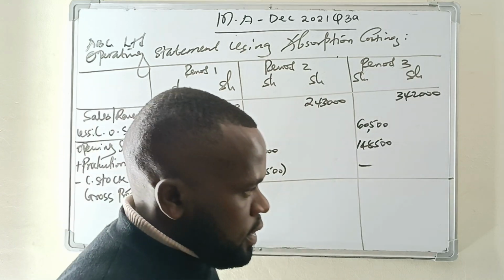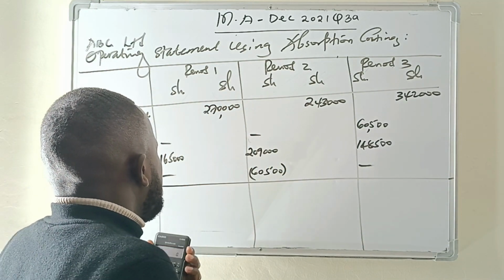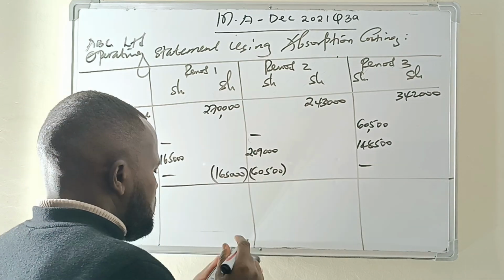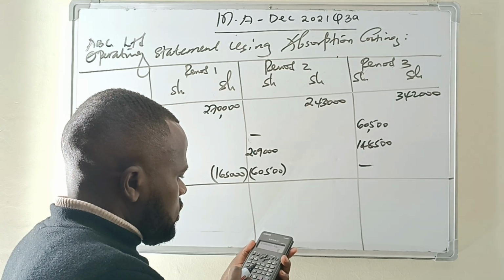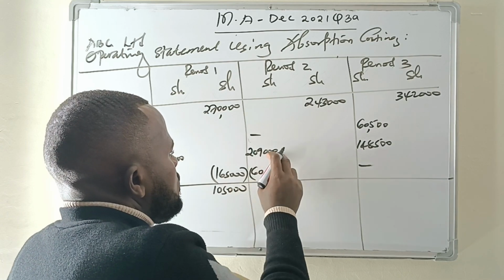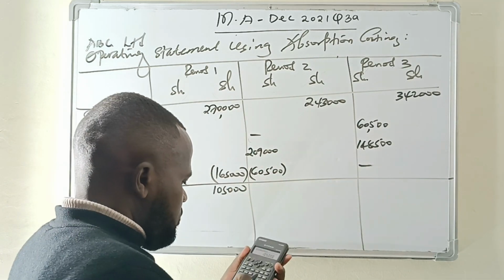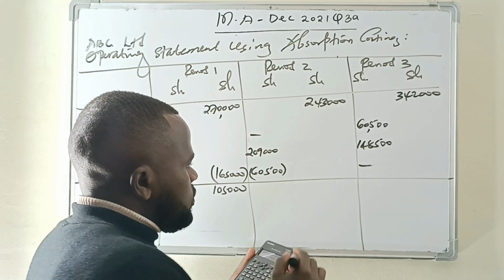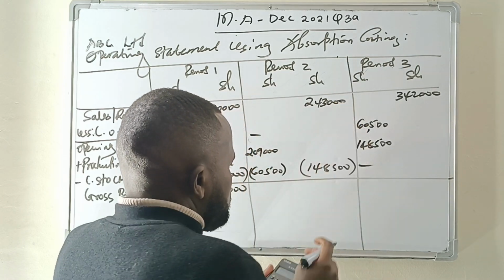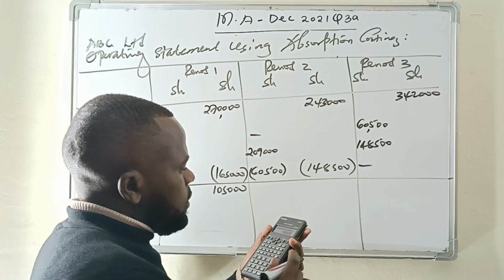So let's do the workings here. To this 165,000 there's nothing much, we put the 165 here. We less it from 270,000, so 270,000 less 165,000, and I'm getting 105,000. This is 209,000 less 6,500, I'm getting 148,500. You less this from the sales of 243,000.